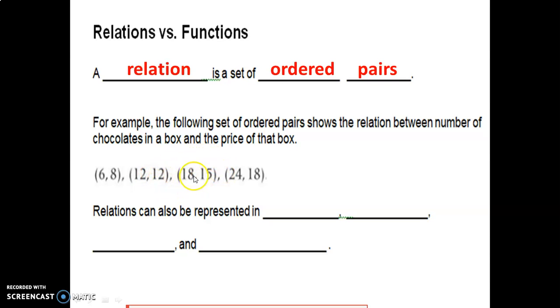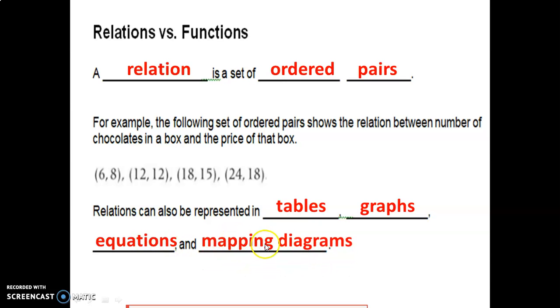This shows a relationship. In this case, the relation is between the number of chocolates in a box and the price of that box. So number of chocolates, price, number of chocolates, price, and so on. This is a set of ordered pairs. We can also represent relations in tables, in graphs, in equations, and in mapping diagrams.